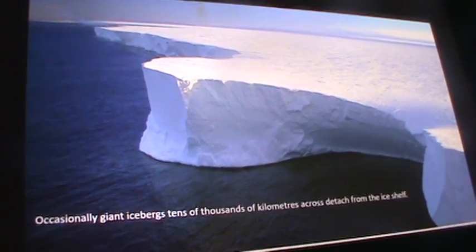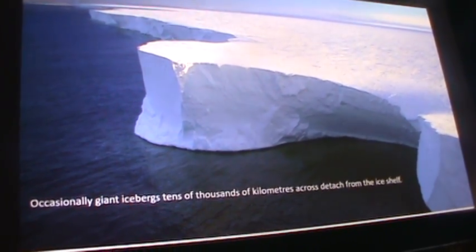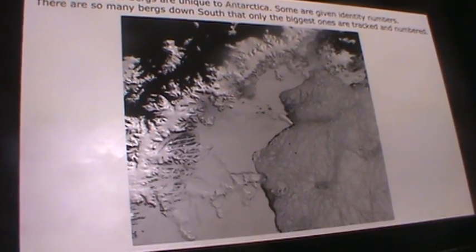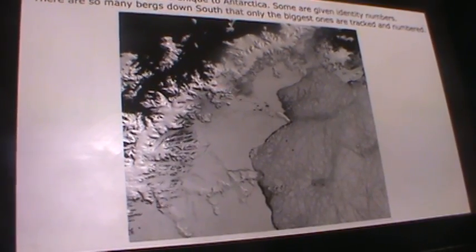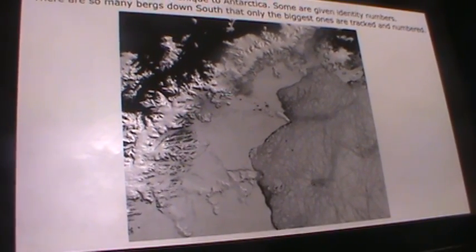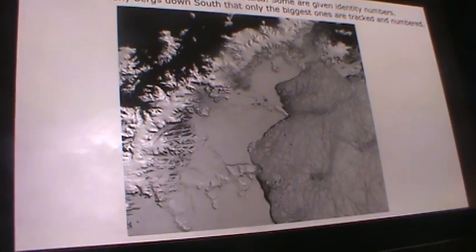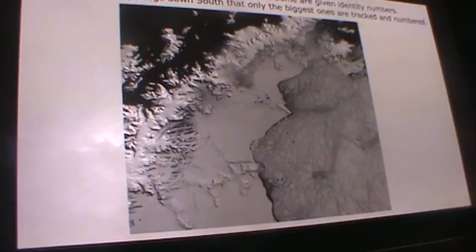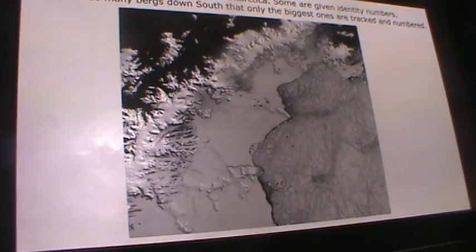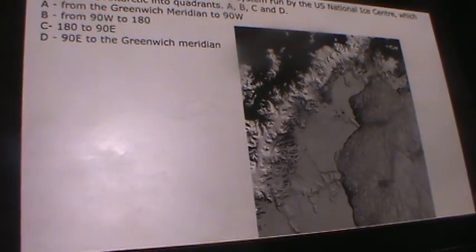And when these ice shelves detach, occasionally you'll get these giant icebergs that detach from the ice shelves. And these huge tabular bergs, as I said, they're unique to Antarctica, and they'll be floating off away from the continent, but some of them, the enormous ones, are given identity numbers. So a couple of years ago when we were down, we were looking out for the big, huge, enormous iceberg that had come out from the Weddell Sea. So these are much bigger than icebergs. These are like huge ice islands. And these ones are tracked, and they're numbered because they could be quite a danger to shipping.